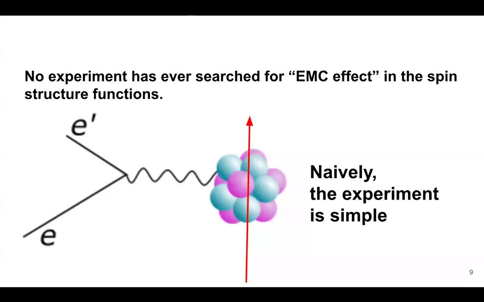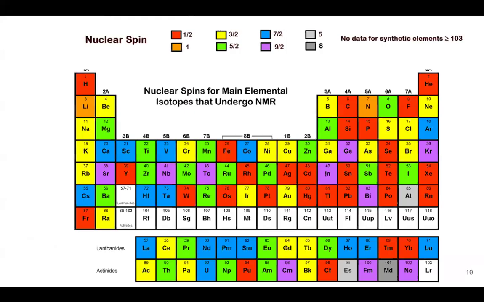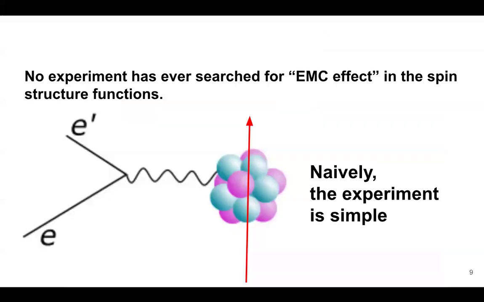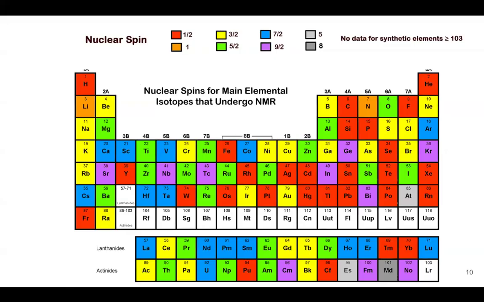So why hasn't it been done, you might ask? Here I'm showing you the nuclear spin, at least for the main isotope, for every element in the periodic table. Most nuclei have spins, so they can be polarized in principle. So that's not an issue. You can easily polarize a target. Okay? It's not an issue, but it gets complicated. Why?